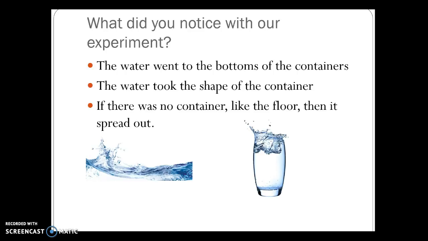If there was no container, like the floor, then it spread out. The container in that case would really be the entire room, but there wasn't enough water for the water to take the shape of the entire room, so it just spread out as much as it could. If we were to then just continue to fill the room with water, it would take the shape of the entire room if we had that much water.